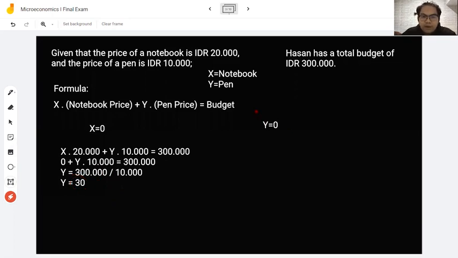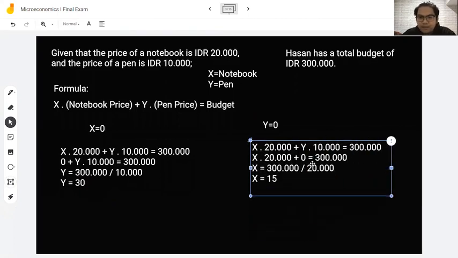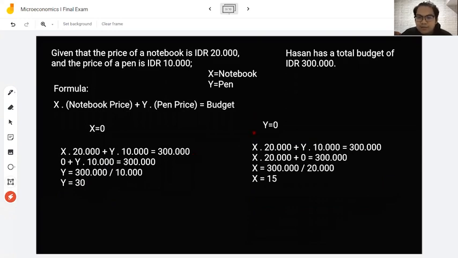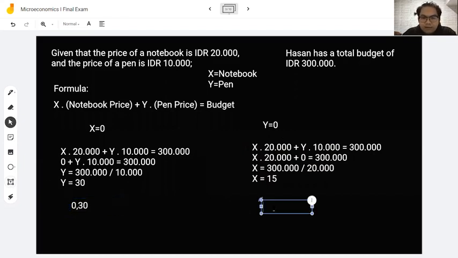For if Y is 0, I already prepared the equation also. It's pretty much the same as before. Then divided by 20, we got 15. So the coordinate, sorry, the coordinates are 0 and 30, and this one is 15, 0.